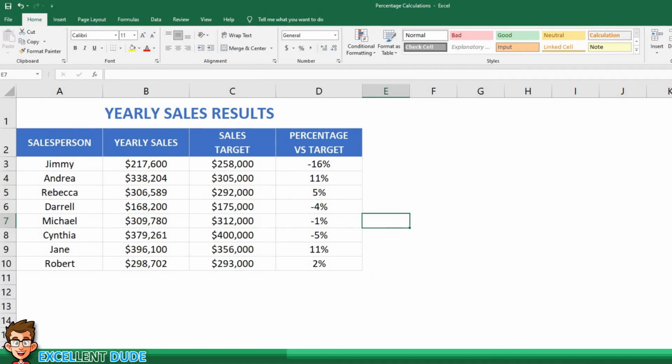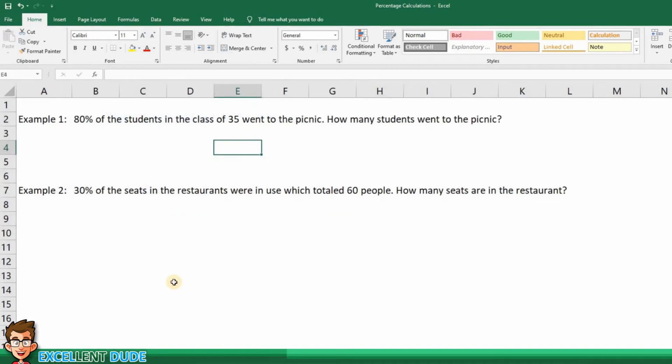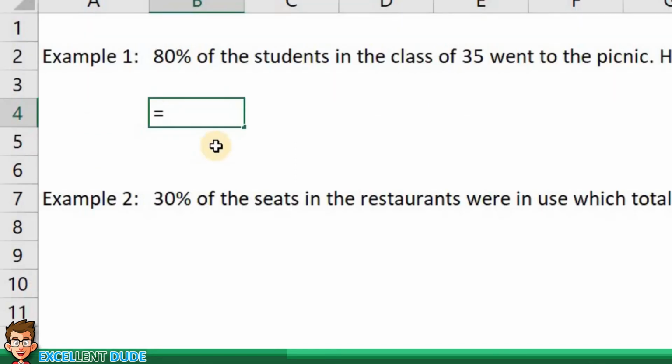Finally, I'll do some formulas where you may already have the percentages but don't have one of the values. In the first example, we have 80% of the students in a class of 35 went to the picnic. How many students were at the picnic? To determine this number, we would use the following formula. Equals 80% times 35 and press enter. We now know that 28 students attended the picnic.